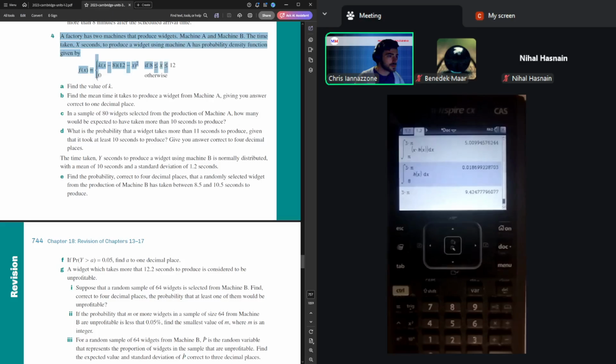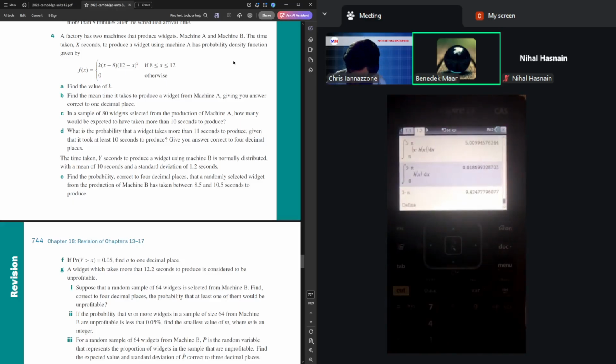Okay. Factory has 2 machines, machine A, machine B. Time taken to produce a widget, for machine A specifically, is going to be given by this function. Calculate the value of k. This one we've talked about already, how to do. How we're going to get this coefficient.